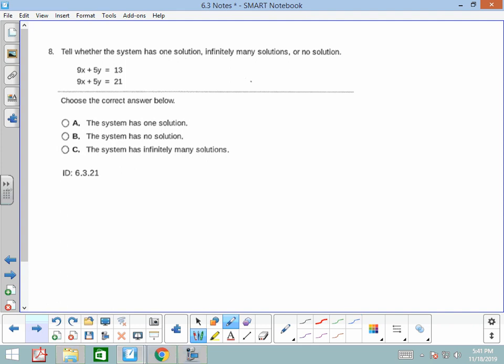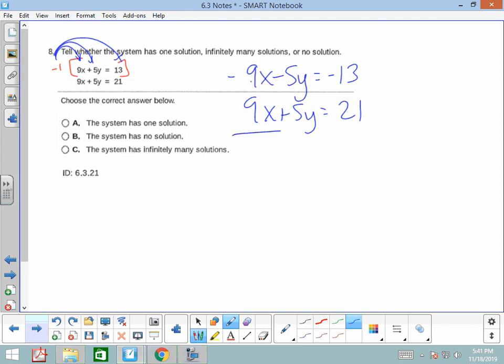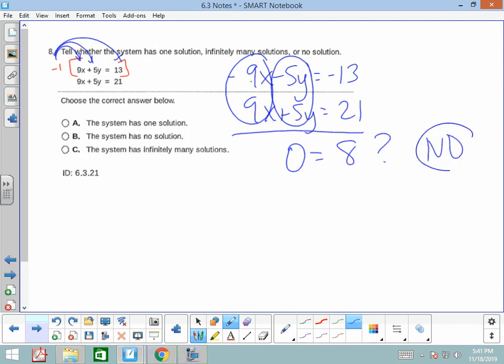This is actually going to be the same thing. I don't know how I got 2 of these. So multiply by negative 1. On the top, that's negative 9x minus 5y equals negative 13. I just multiplied every term by negative 1. Leave the bottom alone. Add them together. This is 0. This is 0. So 0 plus 0 is 0. 0 does not equal 8. So this is no solution.